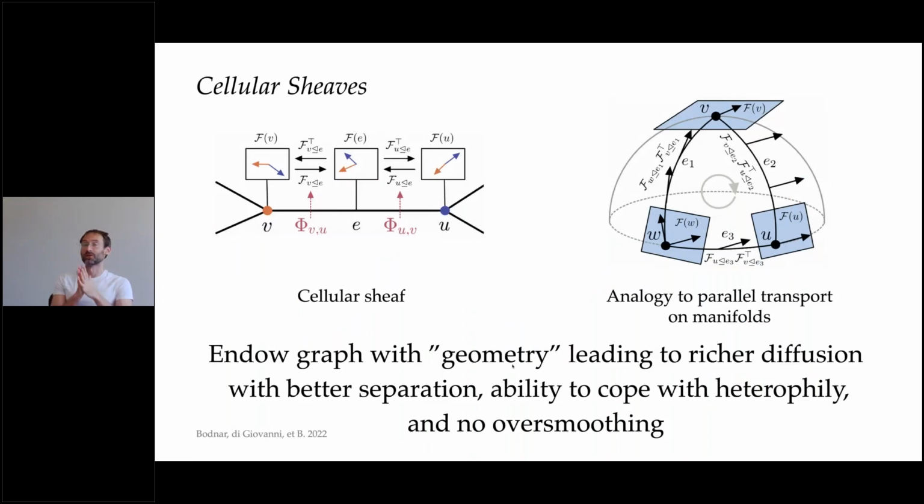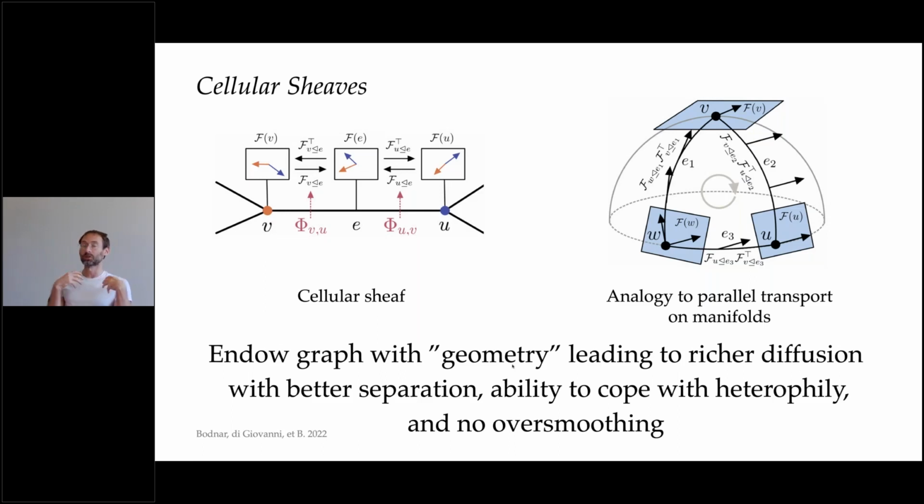So here is a construction from algebraic topology that is called sheaves. Basically, if you think of a graph as an analogy of a manifold, or a discrete version of a manifold, it is a topological object in the sense that you have a notion of connectivity, but you don't have a notion of geometry or distance or angle. And the same thing goes for a manifold.